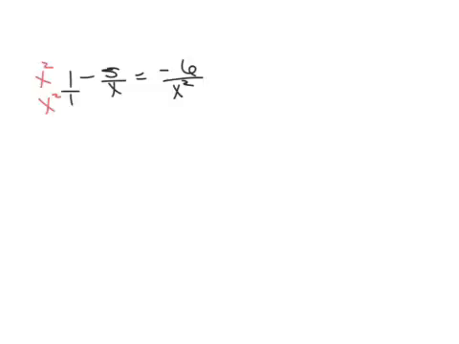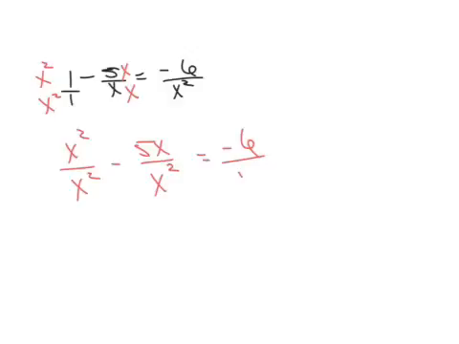Well, I've got an x squared there, so I'm missing another x. And what am I missing here? Nothing. So nothing gets changed to that. So I have x squared over x squared minus 5x over x squared equals negative 6 over x squared.